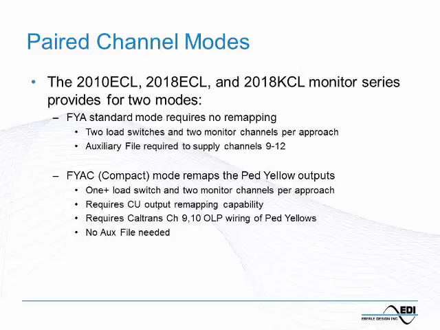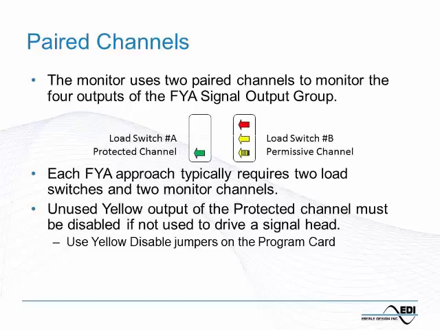So the paired channel concept is how we combine 2 load switches and 2 channels to get our 4 active signals. As the picture shows, what we're calling load switch B, which is usually called the overlap channel, has the red arrow, the yellow arrow, and the flashing yellow arrow. That's our permissive turn channel. And load switch A in this example is the protected green arrow, so we're only going to use 1 output of that load switch.